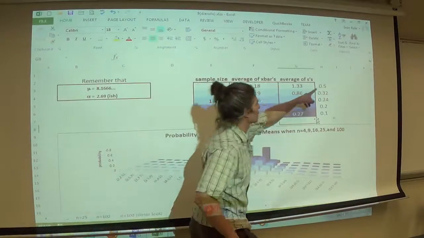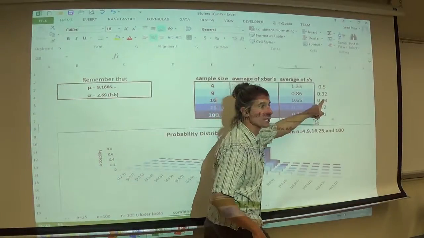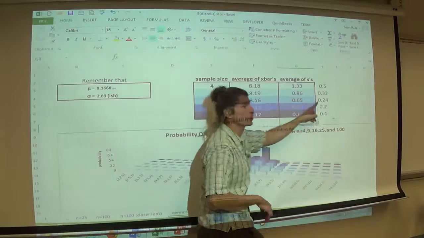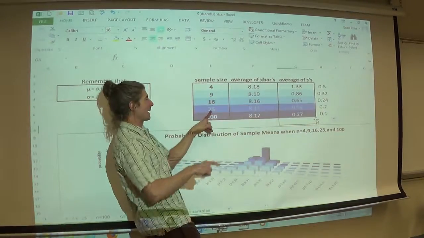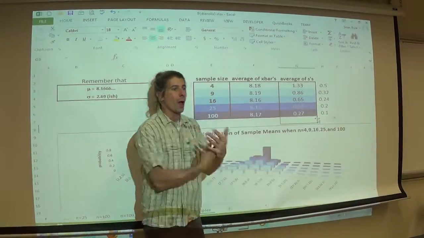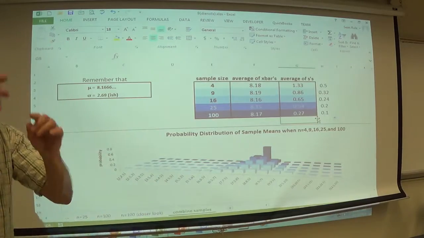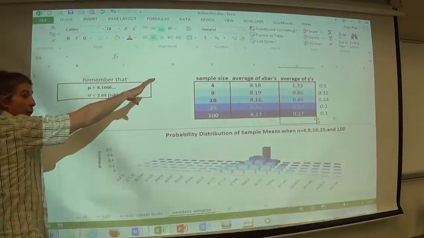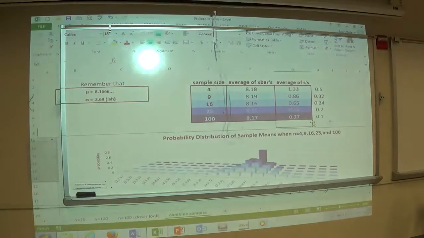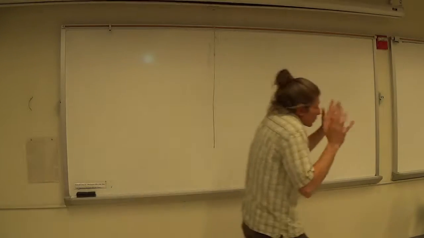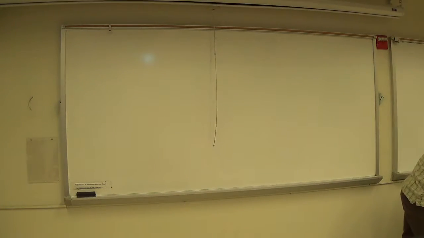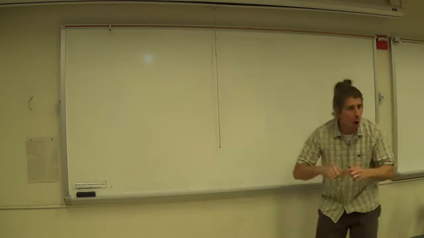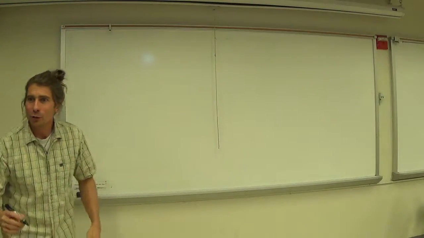How is 4 related to a half? How is 9 related to a third? How is 16 related to a quarter? How is 25 related to a fifth? Boom! You're seeing it. Think about it. Let's turn Excel off for a second. I think this is one of the most interesting results in mathematics.